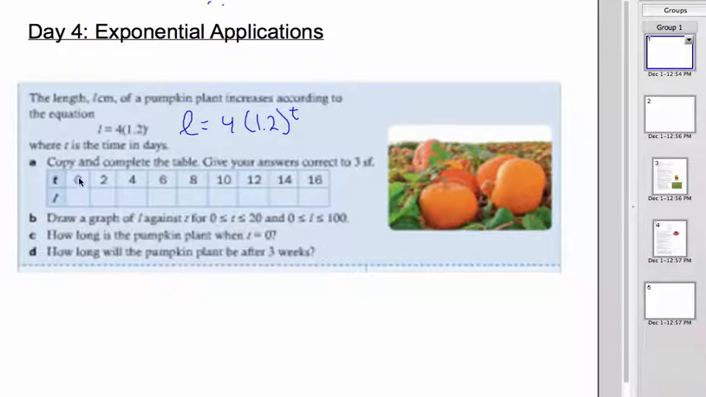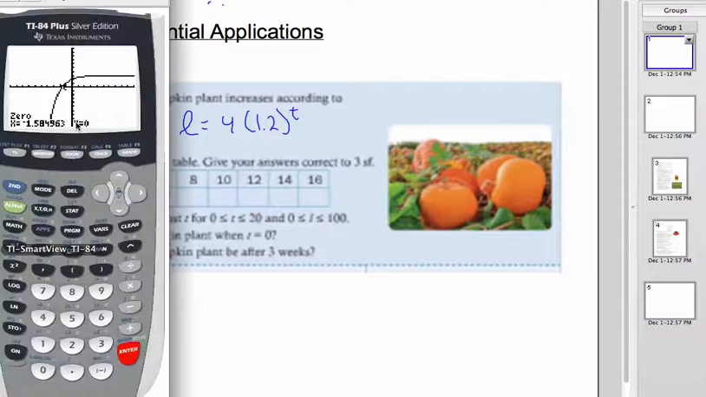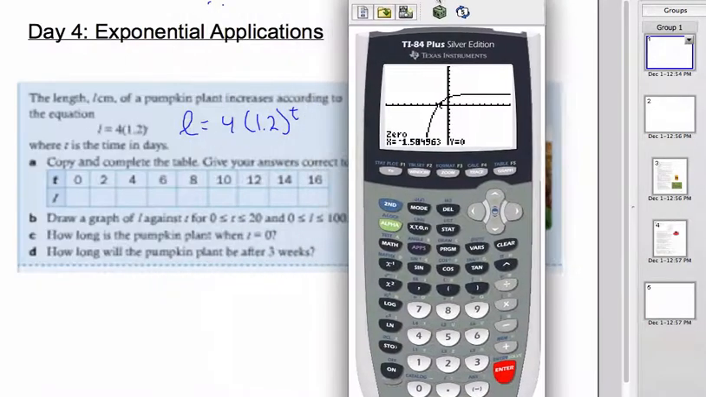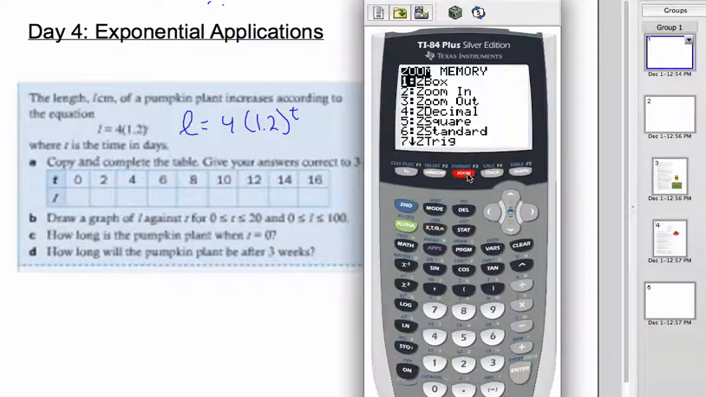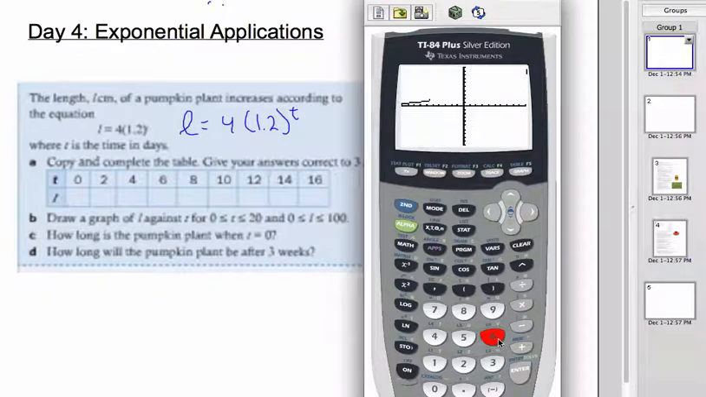We're going to fill out the length of the pumpkin plant at 0 days all the way up to 16 days. One way to do that is pretty easy with the graphing calculator. We can type in the function here, 4 times 1.2 to the power of x. And then if we graph that, I'm going to go to zoom 6, zoom standard. Actually, we don't need the graph, we need the table right here.